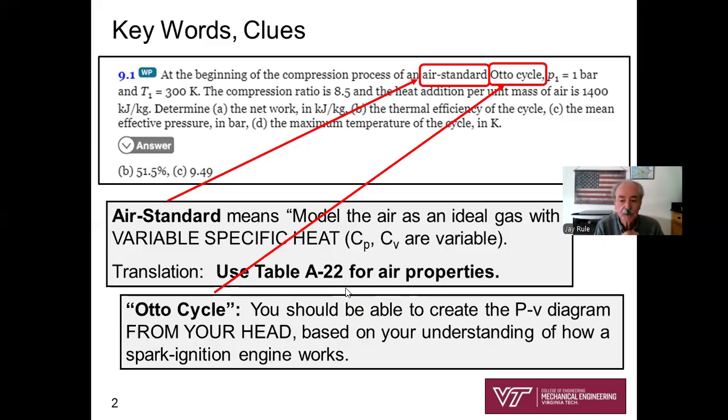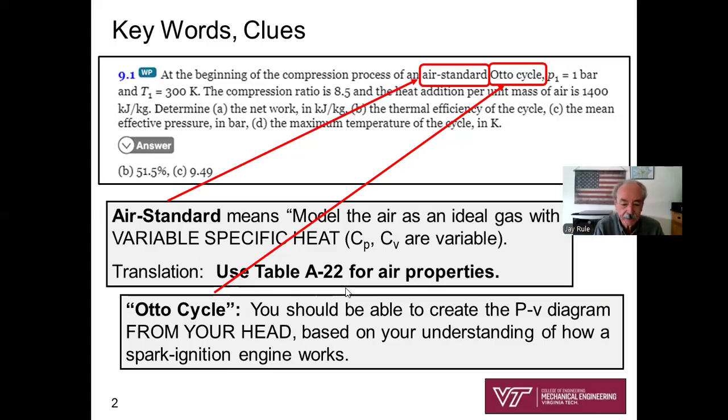Okay, keywords that I see immediately is air standard. That's all about chapter 9. And also the words Otto cycle. Both of those are clues. Air standard, here's what air standard means. The word air standard means model the air as an ideal gas with variable specific heat. You say, oh, okay, not exactly sure what that means. Well, here's a translation. It means use table A22 for air properties, because air properties like U and H and some other properties are tabulated there for variable specific heat.